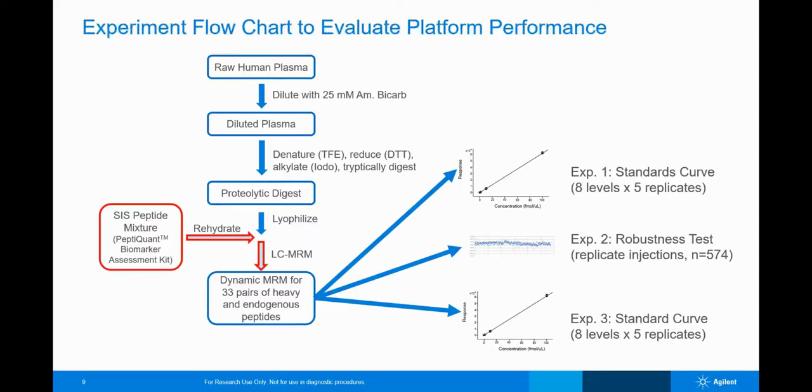And then on the same column, we performed the robustness test using the same sample. And after the robustness test, we injected the remaining standard curve samples to create an identical standard curve, similar to experiment 1.